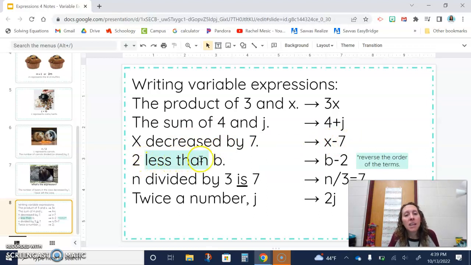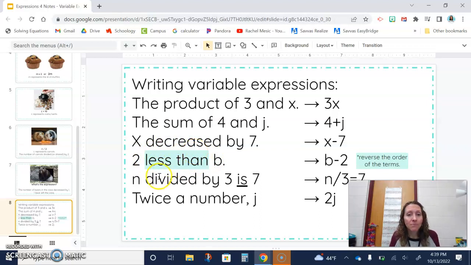All right, this one is a silly one. 2 less than b. When you have the phrase less than, that does mean you need to flip the order of the stuff. Let's say B stands for how much money I have, and you have $2 less than me. You would need to take my amount of money and subtract 2 from it to figure out what number that is. So if and only if you see the word less than, then you flip the order of the variables or the numbers.